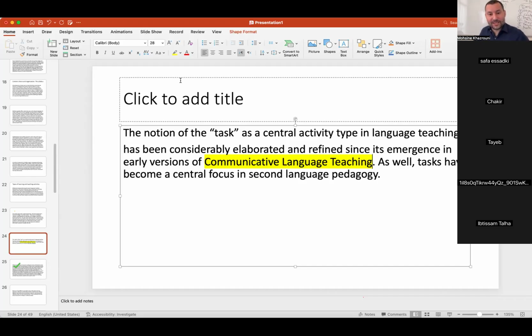So my question is, what is the relationship between communicative language teaching and task-based language teaching? Can you write it down, this question, please, for everybody? So at the same time, we are introducing more methods. Sir, can you repeat the question, please? Sure, Nadia. What is the relationship?